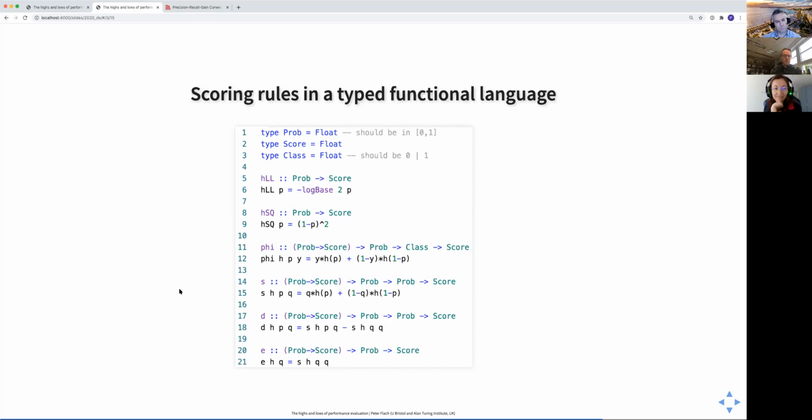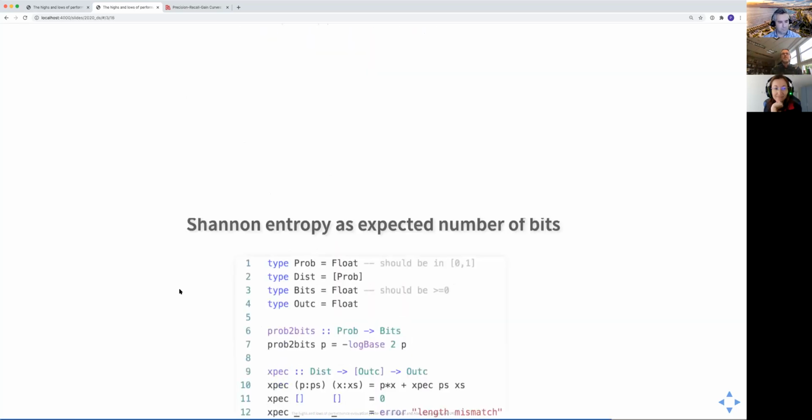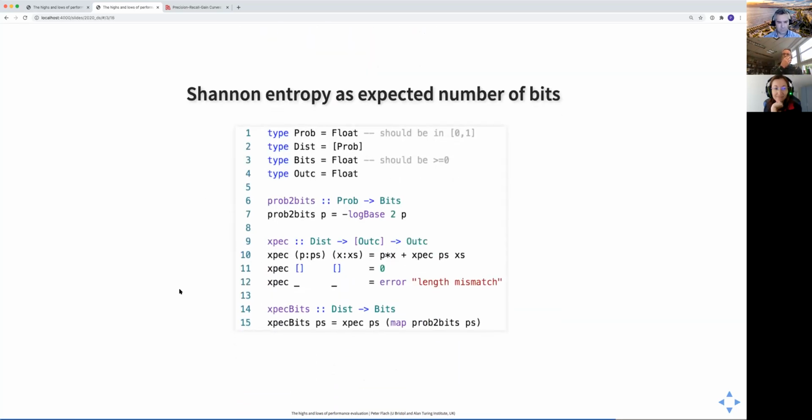We want to encode this in the way that suits our purposes, and you can write a different piece of code if you're more interested in Shannon entropy from the perspective of information theory, where entropy is an expected message length, for example, an expected number of bits if you use the theoretically optimal encoding. So that gives you a different type and a different program.